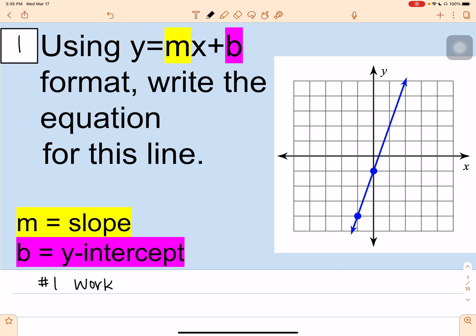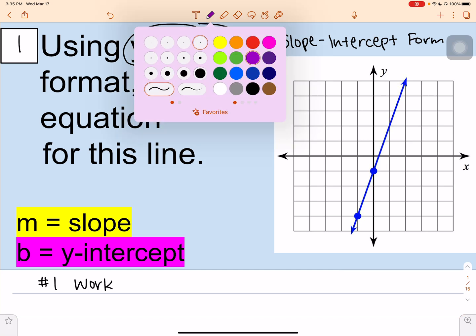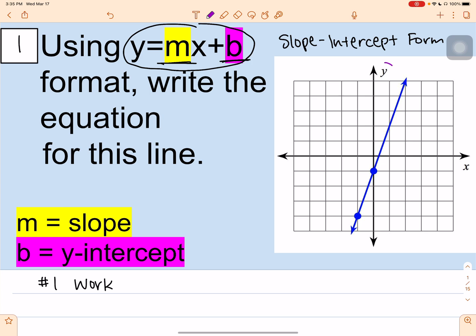Okay, so here we have a line on a graph, and we need to write it in the slope-intercept form of a linear equation. It is called the slope-intercept form because you can see right away the slope and the y-intercept. Okay, so the first thing I always like to find is the y-intercept. So that is wherever we are crossing the y-axis. So we cross the y-axis right here.